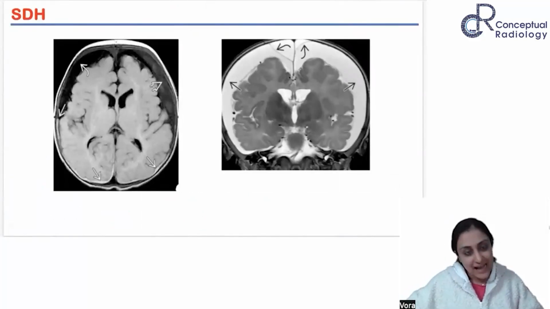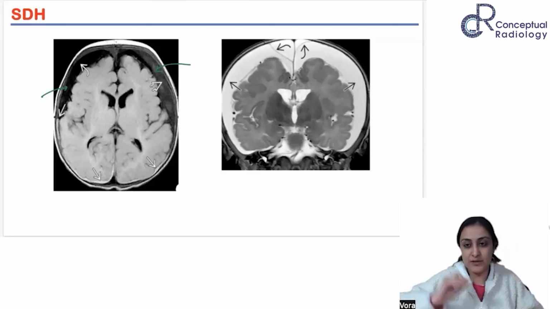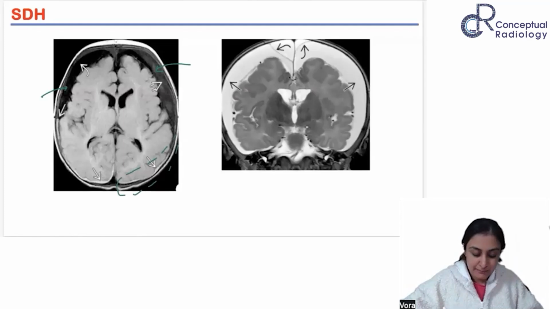MRI comes in very handy here because, as we discussed, I bleed, I die, bleed, die, bleed, bleed, die, die will help you age these very well. So you can see how there are these different ages of collection here. You see this hypointensity, you may see this hypointensity with these heterogeneous areas. And can you see how there is this hematocrit effect?